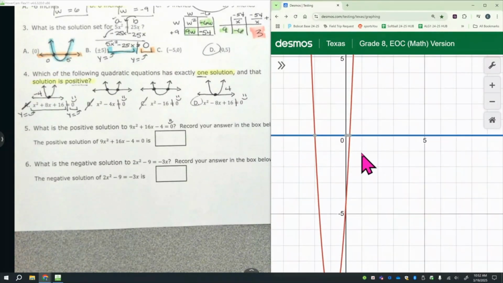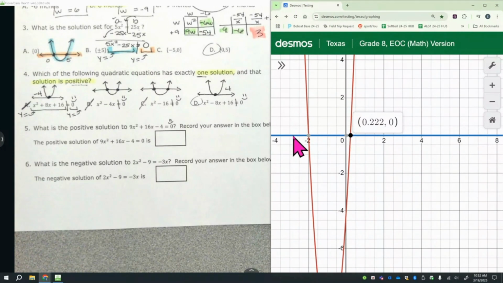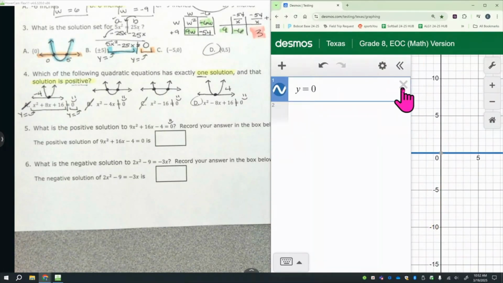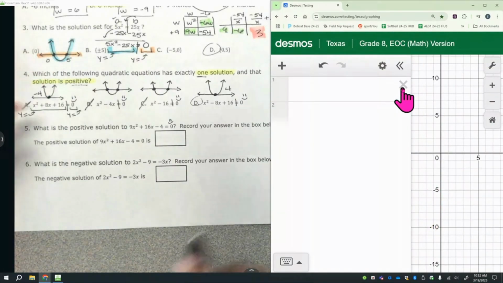Here is where they cross at the x-axis. I'm going to zoom in a little bit. Touches here and here. It's asking for the positive solution, so I'm only looking at this number here. As you can see, 0.222 is not a pretty number, so unfortunately, we have to solve using the box. So we have to do the box method for number 5.